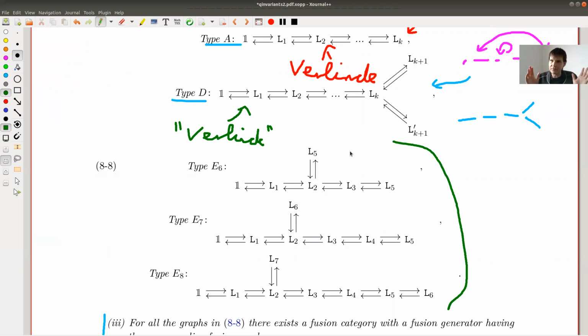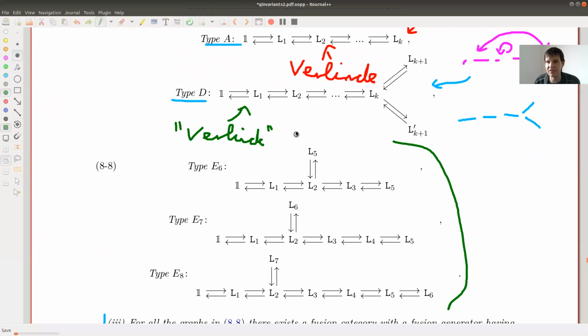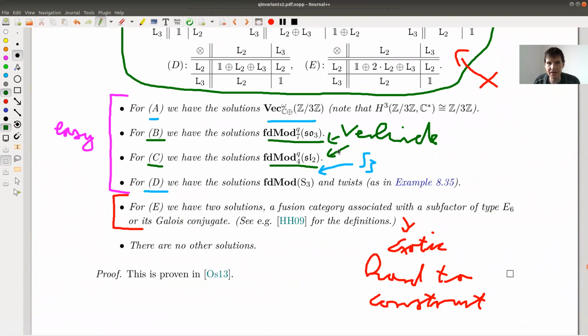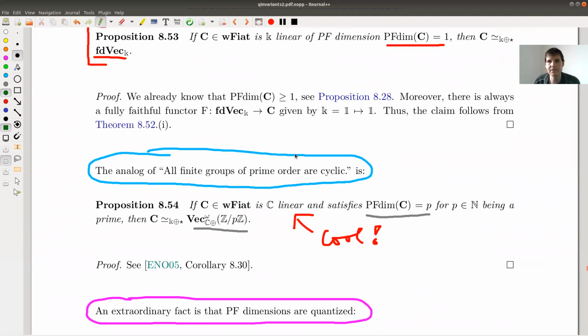So what have we seen so far? For Perron-Frobenius dimensions being primes, you get group things. For small Frobenius-Perron dimensions, you get Verlinde categories. That's a pretty nice classification-like thing. And up to this example that I did in rank 3, up here, the only thing we ever saw are group-related things, representations of groups, or Verlinde things.